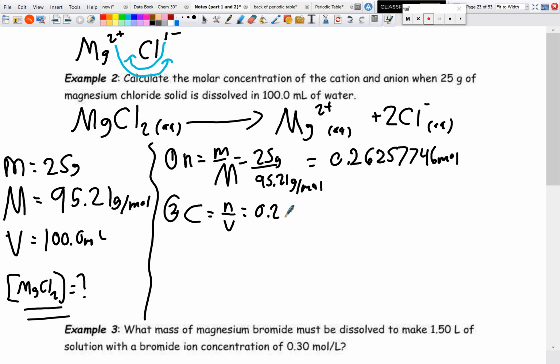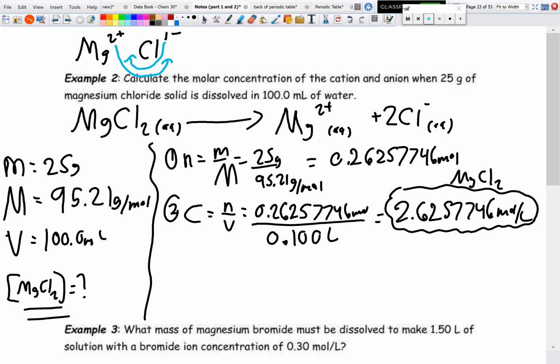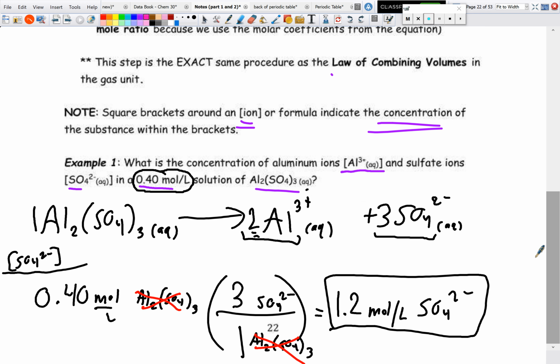In step 2, concentration is equal to n over V. We take our 0.26257746 moles and divide it by 0.100 liters, and we get 2.625776 moles per liter. Remember, this is for our MgCl2.